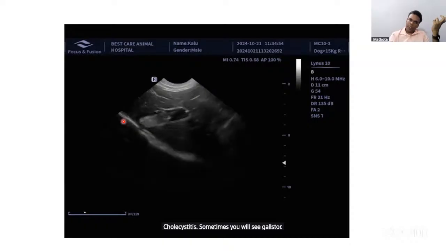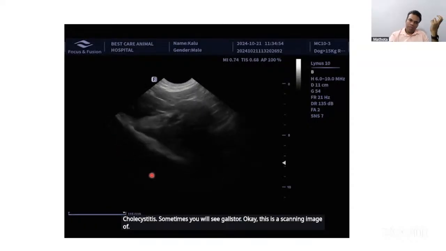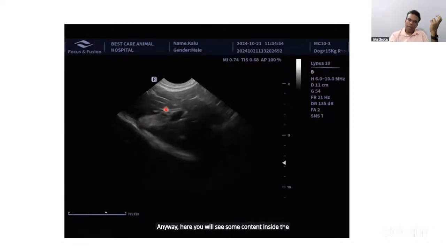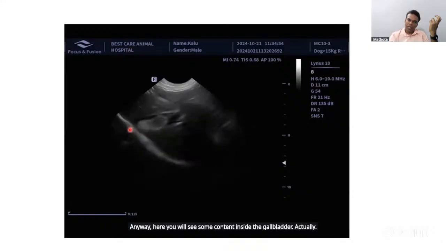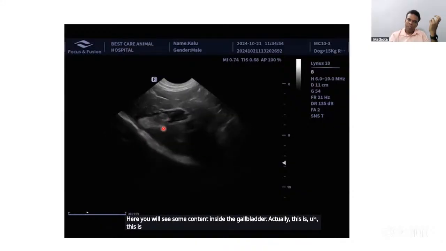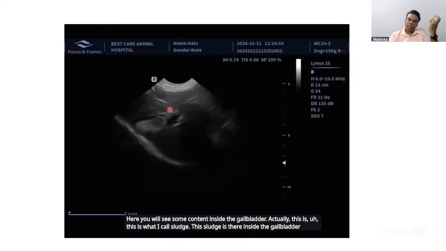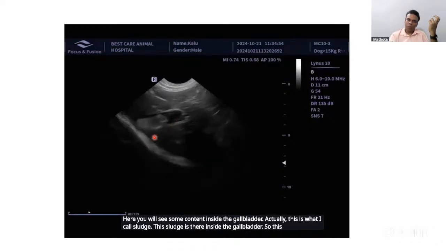Okay, this is a scanning image of an animal. Here you will see some content inside the gallbladder. Actually, this is what I call sludge. This sludge is there inside the gallbladder. So most of the time it is a normal finding.